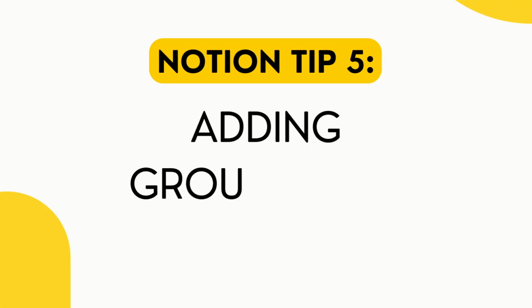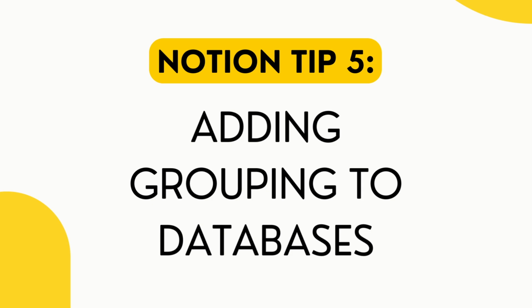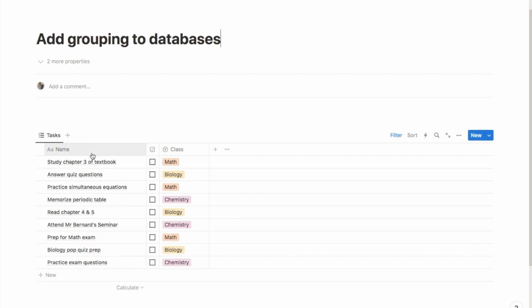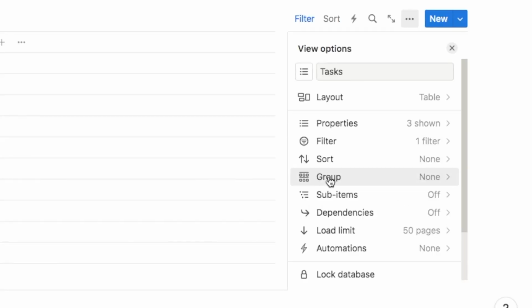So the next tip that I have is adding grouping to databases. So here we have a table where I am tracking all of the tasks that I need to complete for various different classes. Now to make this more manageable, I can group the tasks together based on the class that they are for. So in order to do that, I'm going to click on the 3 little dots here and I'm going to select group.